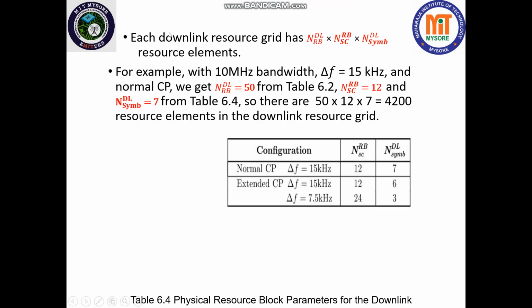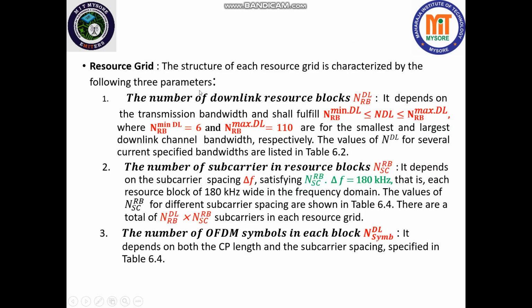Next, each downlink resource grid has N_RB^DL multiplied by N_SC^RB multiplied by N_symb^DL number of resource elements. That is, the resource grid will be having a number of resource elements which is given by the multiplication of the number of downlink resource blocks, the number of subcarriers per resource block, and the number of OFDM symbols in each block.